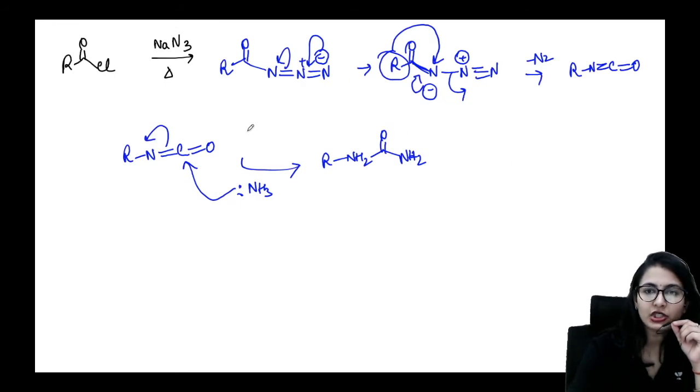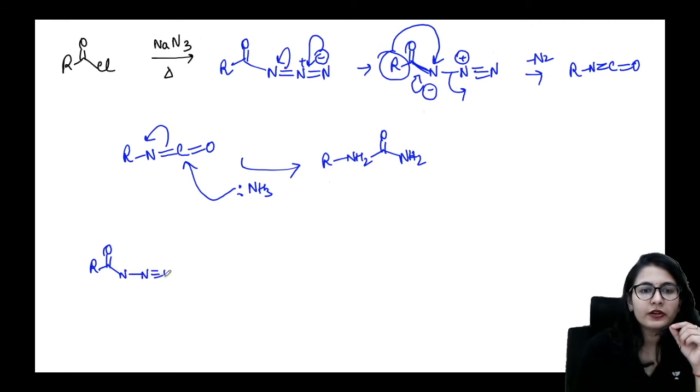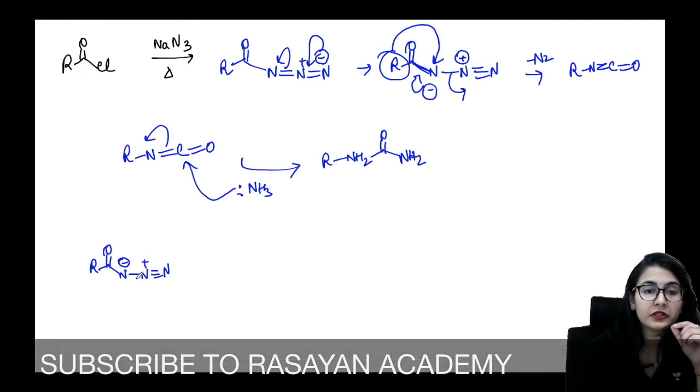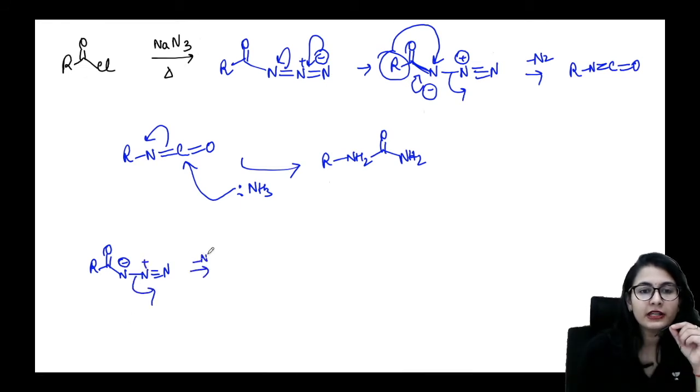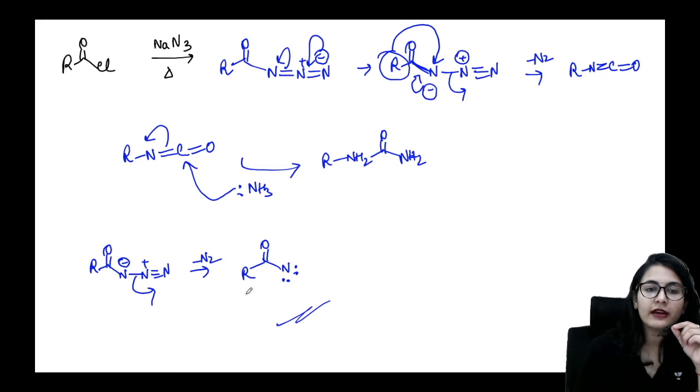In the thermal condition, you will get directly the isocyanate. In the photolytic or photochemical condition, see, you have already got this intermediate. There's a negative charge on this nitrogen, positive over here. So this is going to eliminate minus N2, all right, in the presence of light, and you get the nitrene. Okay, this is what you have in the photolytic condition.